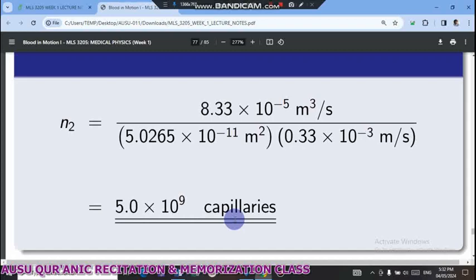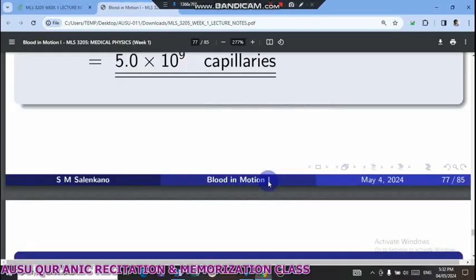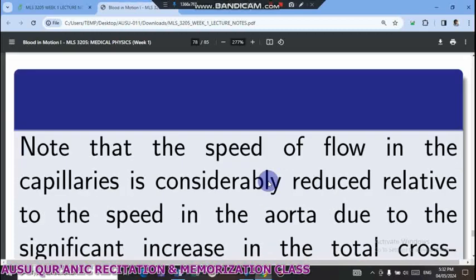This one is an approximated value, and definitely it is more than 5 billion. It's about 5 billion with about 200 million capillaries. Of course, here they said, I like the final statement here.